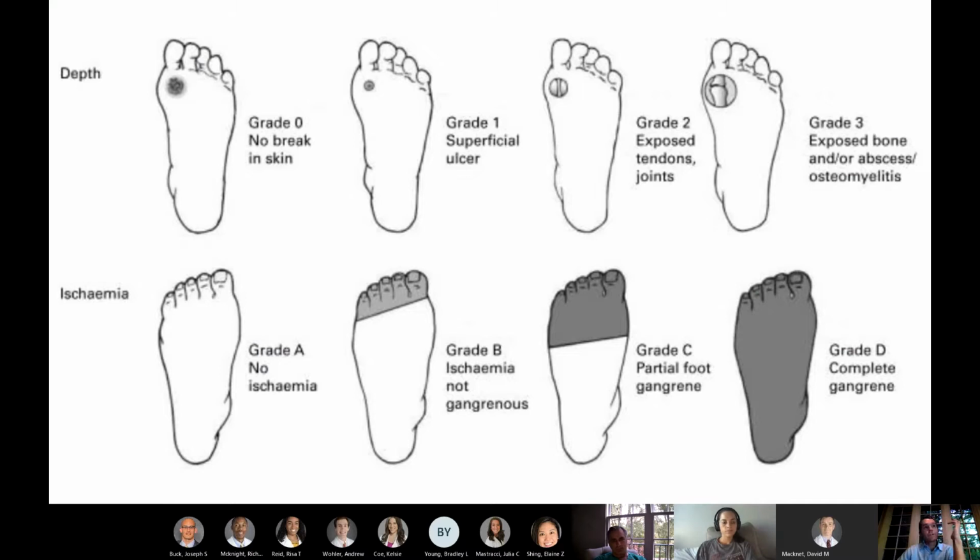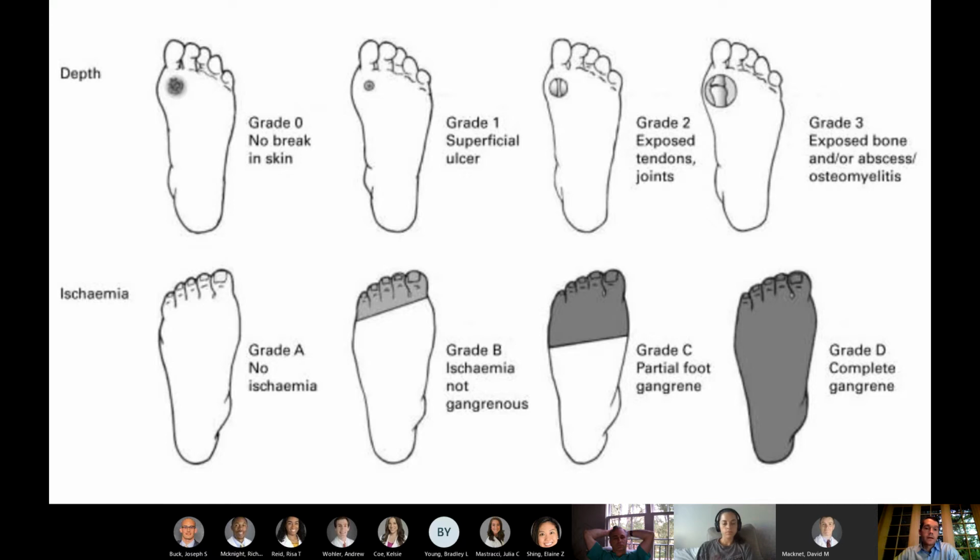So ulcer stages, not necessarily important for you to know the grades by number, but knowing whether or not there are exposed tendons or exposed bone. That's what matters. If there's exposed bone, 70% of the time there is osteomyelitis. Functionally, we treat it as if there is osteomyelitis, and that changes care.